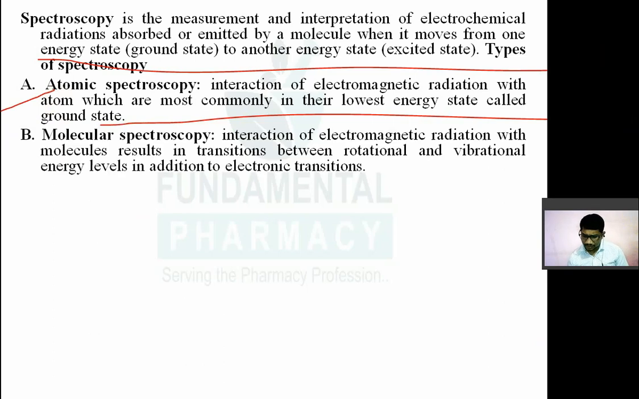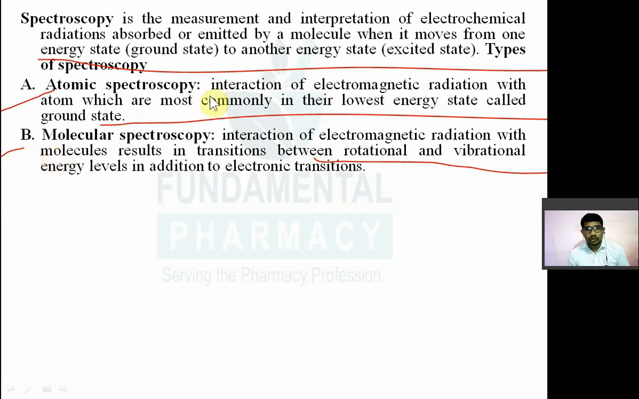Second one is molecular spectroscopy. So interaction of electromagnetic radiation with the molecules which results in the transition between rotational, vibrational and electronic energy levels is known as molecular spectroscopy. जैसे atomic spectroscopy मतलब atomic absorption spectroscopy, AAS. Molecular spectroscopy means what? An example is the IR spectroscopy and UV spectroscopy.